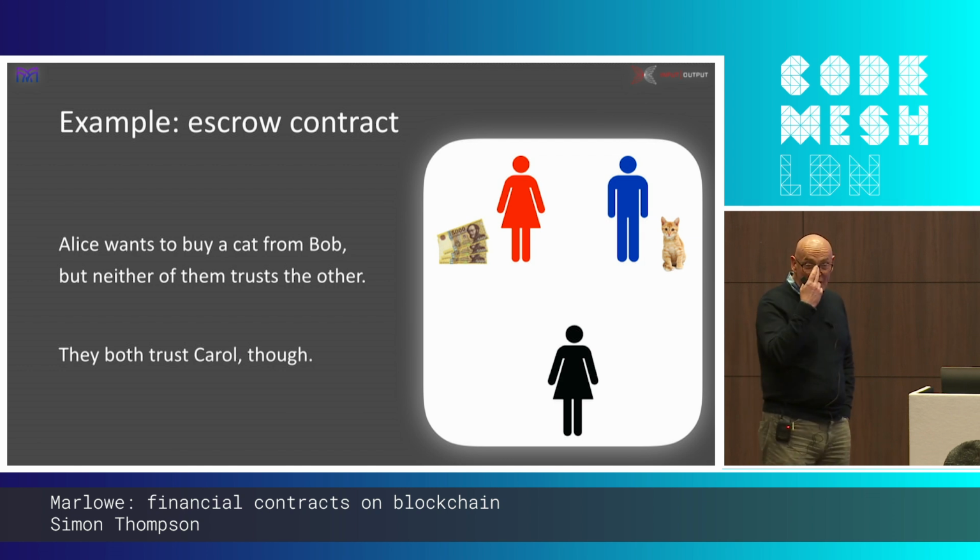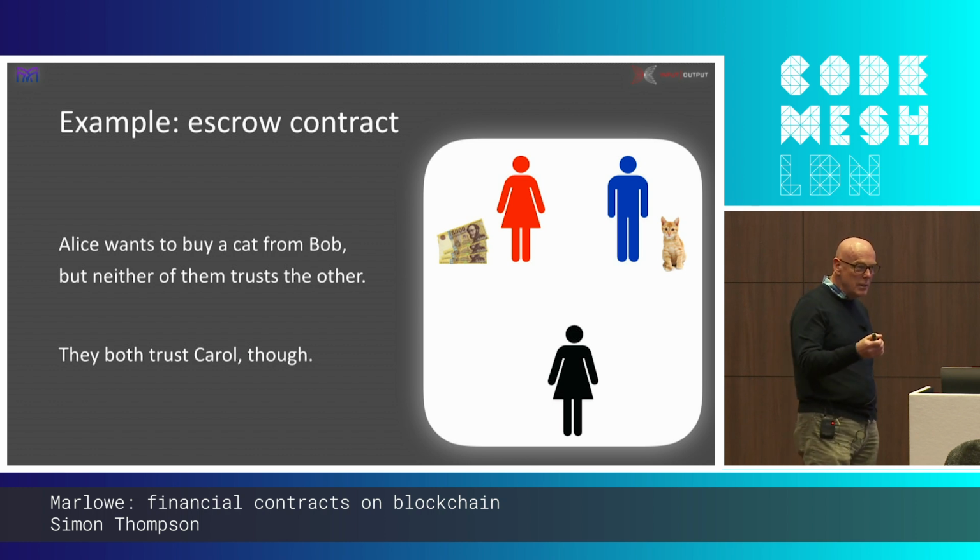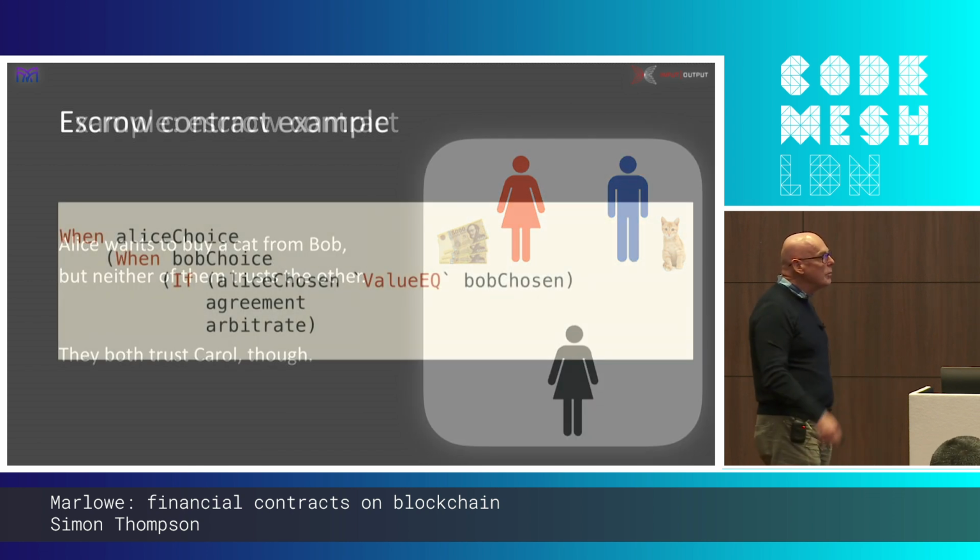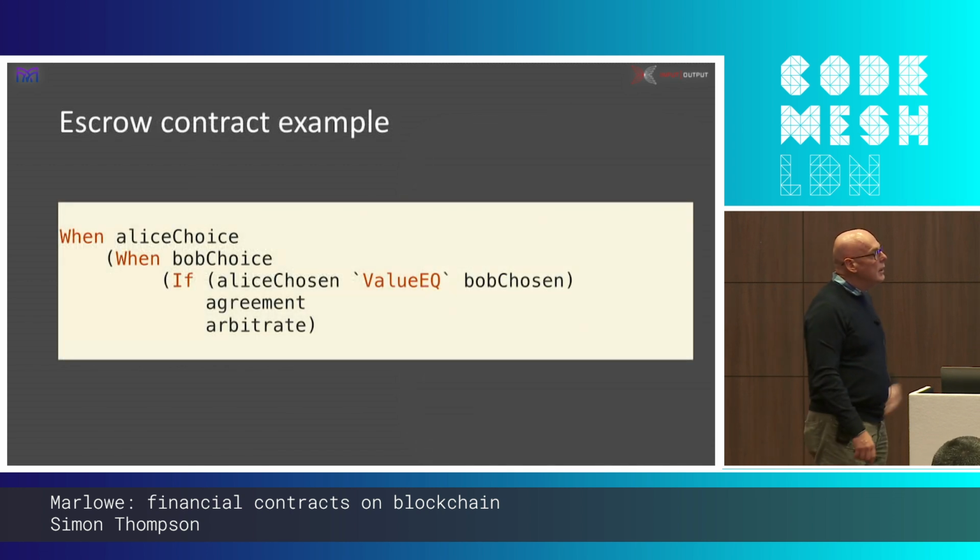And that embodies an awful lot of what's in a financial contract. Money is transferred, money is deposited, money can be transferred. Things can happen conditionally on choices made by participants. So simple programmatic actions. And here in a stylized contract language, you can see that contract described.